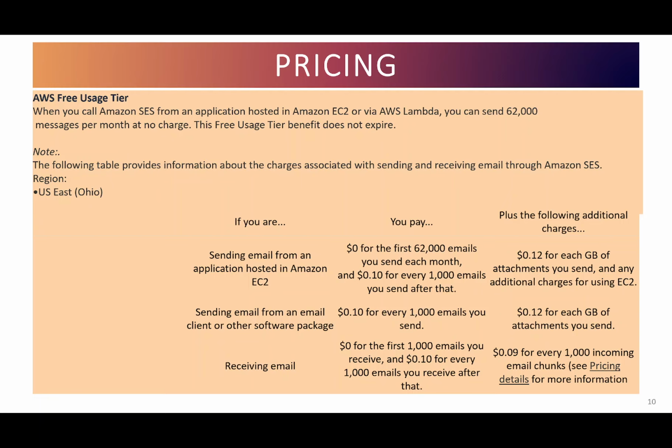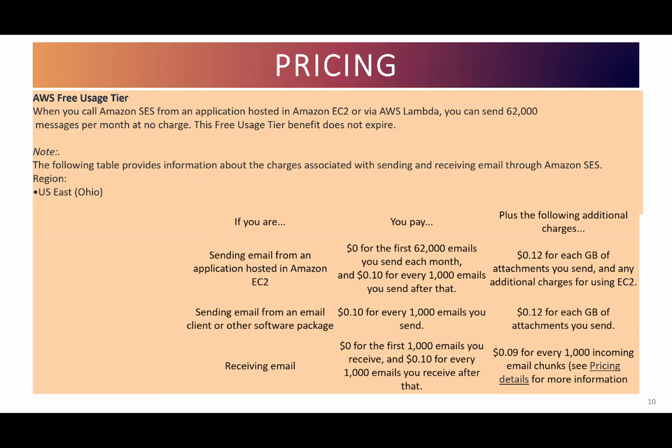Plus, the following additional charges can occur: $0.12, which is 12 cents, for each gigabyte of attachments you send, and any additional charges for using EC2. Also, sending email from an email client or other software package, you will pay $0.10, which is 10 cents, for every 1,000 emails you send, and $0.12, which is 12 cents, for each gigabyte of attachment that you send.